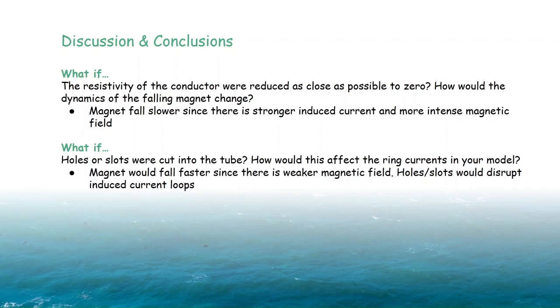And the next, what if holes or slots were cut into the tube? How would this affect the ring currents in your model? So the magnet would fall faster since there's a weaker magnetic field. The holes would disrupt the induced current loops, and the force on the magnet would decrease and the magnet would fall faster.